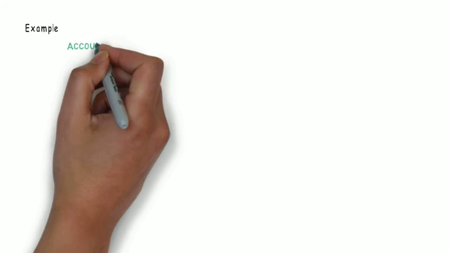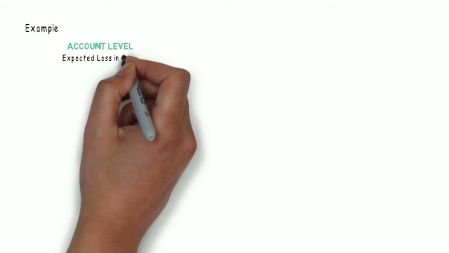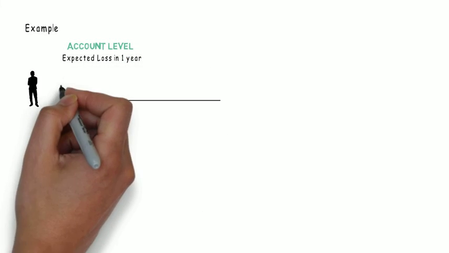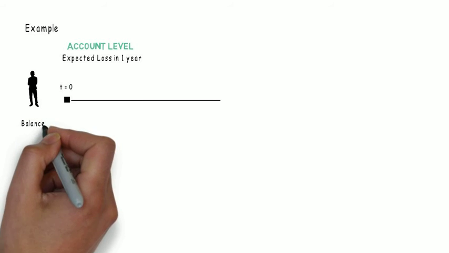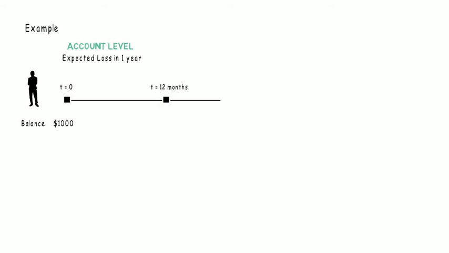Let's understand through an example how these terms are defined at an account level and at an aggregate level. First, look at the account level calculation. You will try to estimate expected loss in 1 year. Say there is an account at t equals 0 with a balance of $1,000. Based on an analysis, we've predicted that there's a 10% chance that the account might default within the next 1 year. Hence, the probability of default is equal to 10%.